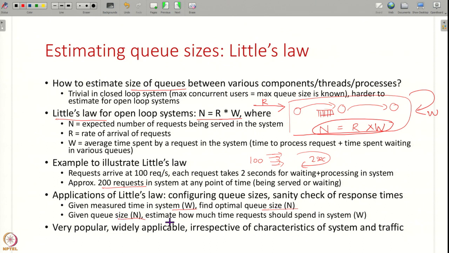Given the queue size, you can also estimate the waiting time. If this is my queue size and this is the rate of requests coming in, this is what I expect my waiting time to be. And if the waiting time is more than that, then you will think, why is the waiting time so high? So this is just a way for you to connect up many different metrics in your system and see if they all add up together or not.